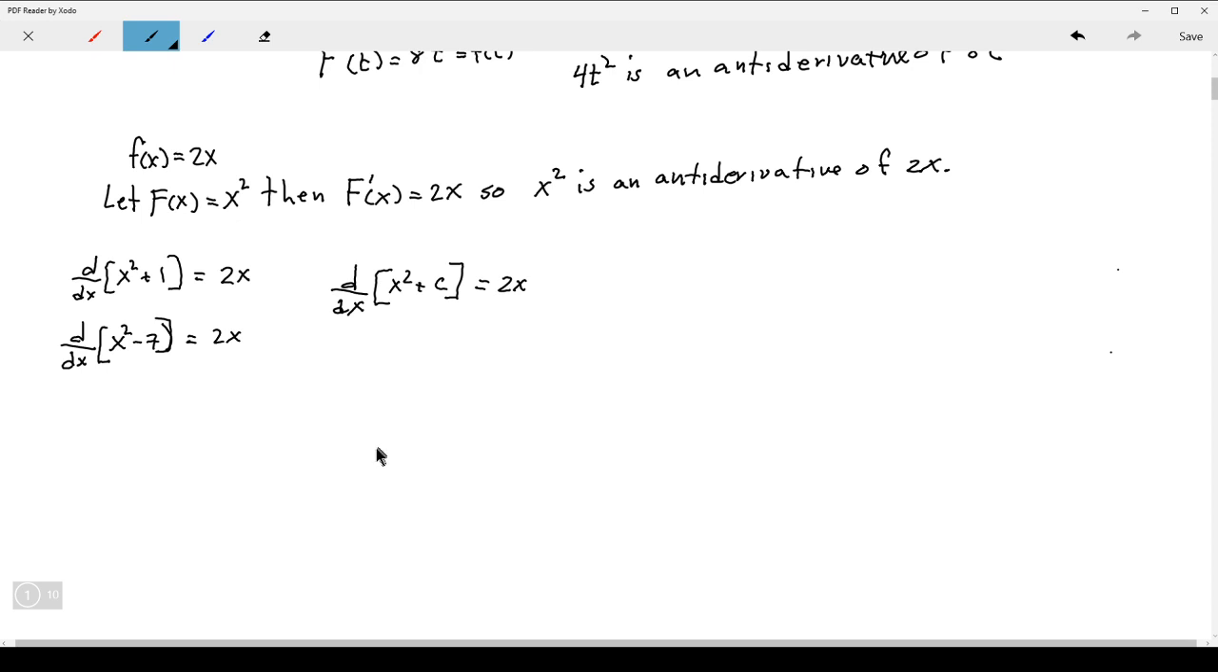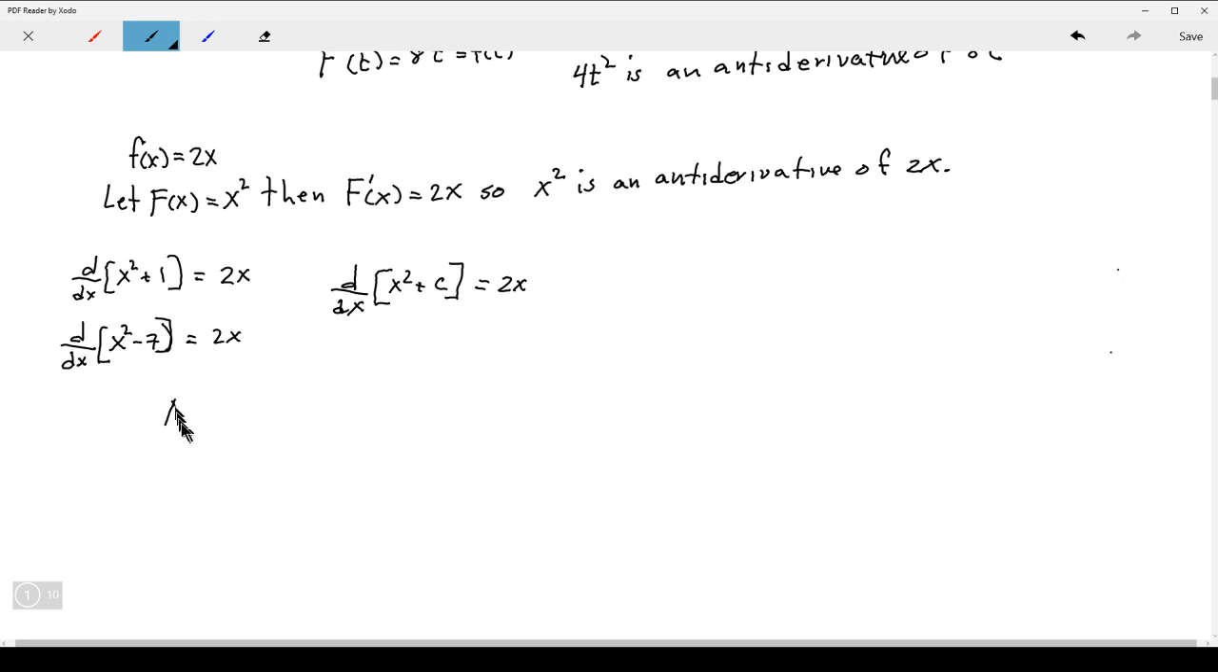Okay, so we end up with a theorem from this. The theorem basically says, I'll write it down in a minute, but let me read it off to you first. Let g be an antiderivative of the function f. Then every antiderivative of f must be of the form g plus a constant. So let's just go right into the notation for this because that'll make it easier for me to talk about.